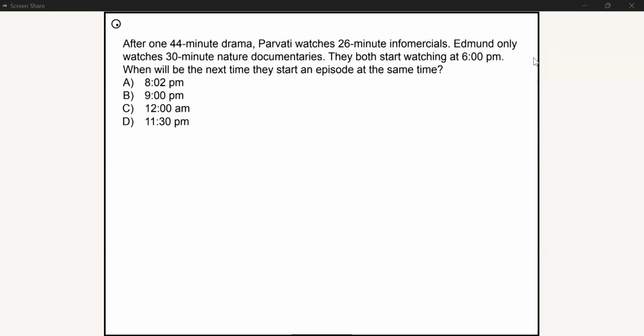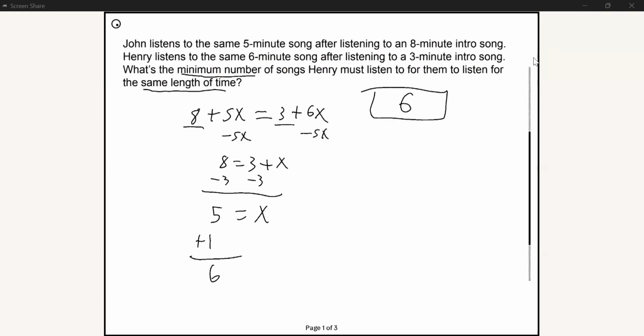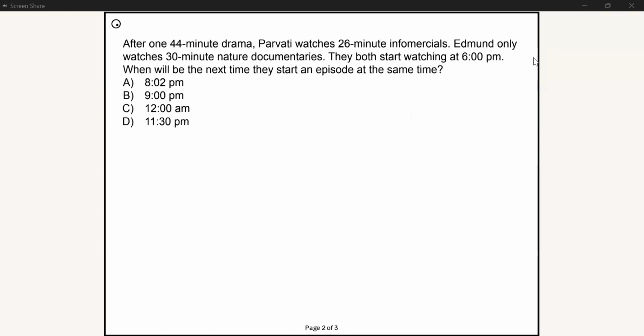Okay, so if we go back, it's the same type of question. How much time until they're repeating each other? So for now, let's forget the 6 p.m. We'll add that on at the end to find the times. And let's look at the answer choices. We have 9 p.m., 12 a.m., 11:30, and 8:02. So why did I start with B?